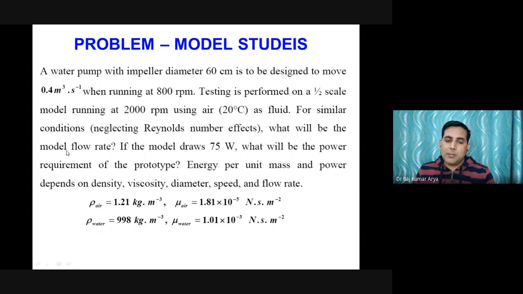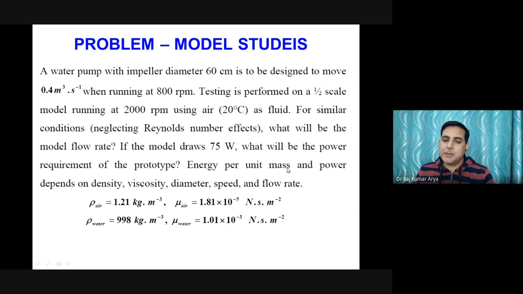What will be the model flow rate? So once you are testing the model, what should be the flow rate for that? If the model draws a power of 75 watt, what would be the power requirement of the prototype? So once you are testing the model at 75 watt, you also have to tell what would be the power of the actual prototype.